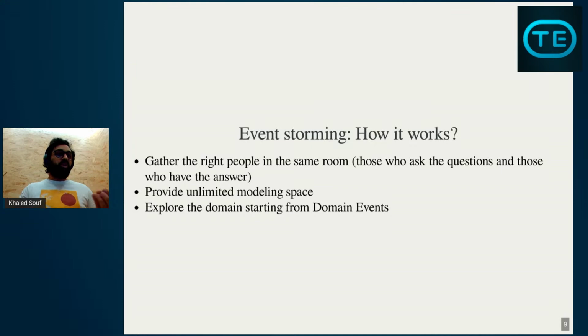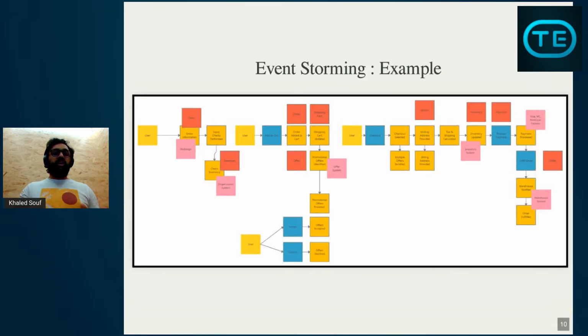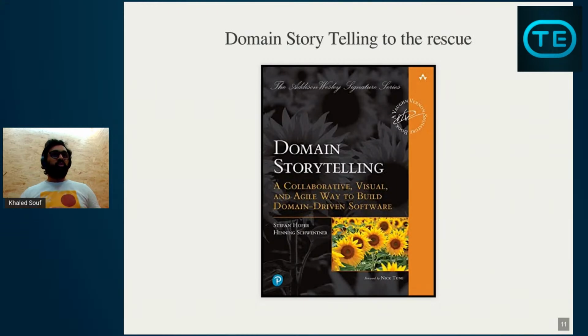So to complement that, we're gonna use what we call domain storytelling. Why is that? Because event storming is actually, let's say, only showing the flow and only showing the events that happen. But we don't see an interaction. We don't see who is doing what. So there are some small pieces sometimes that are missing.